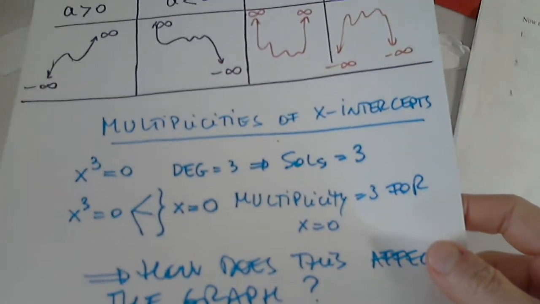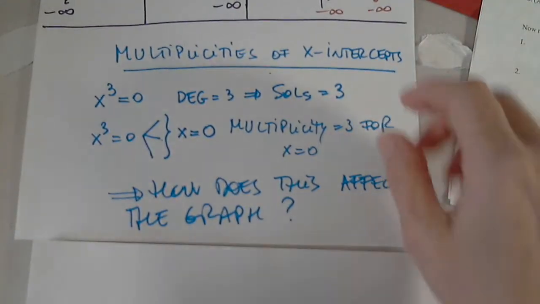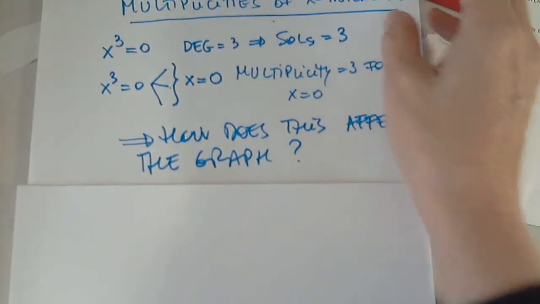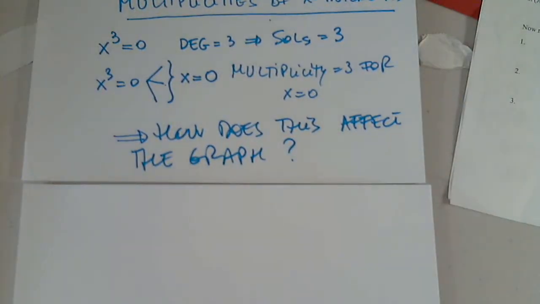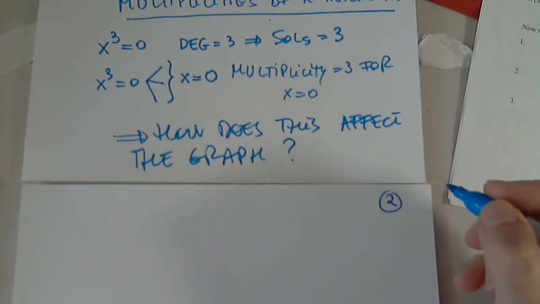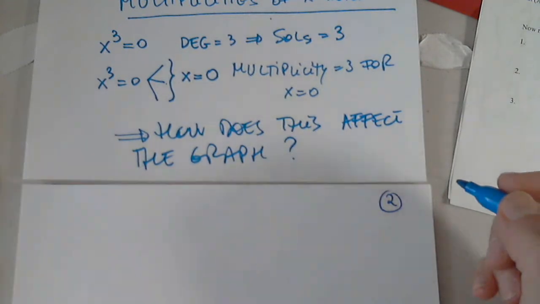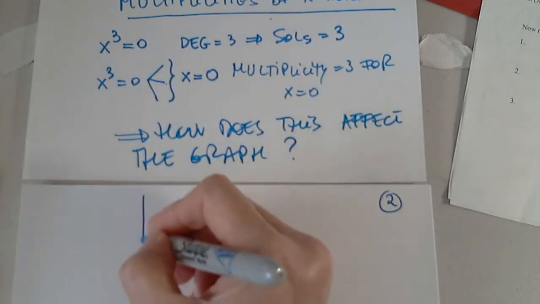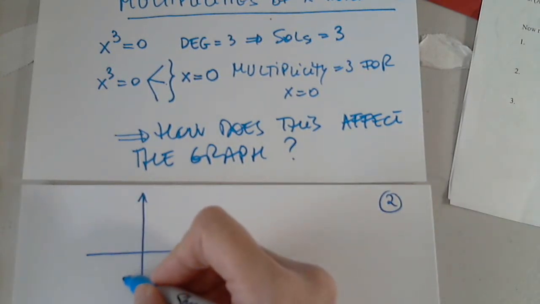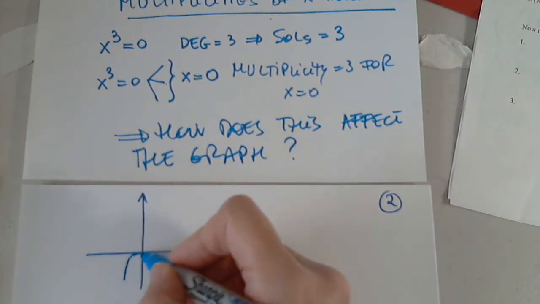Okay, how? Let's see how. Let me push this device further back. Okay. So how does the idea of multiplicities affect the graph? Here it is. We graphed x cubed several times for many reasons. And here was the graph.